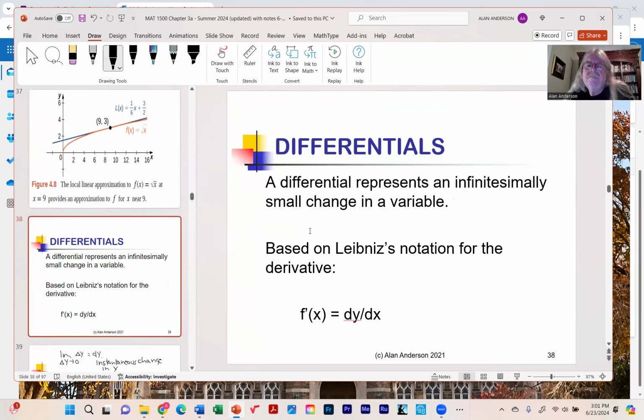Okay. So like I said, that one we'll come back to again. That was one of the more abstract ideas that we'll be looking at. Now, differentials. We've briefly discussed this.